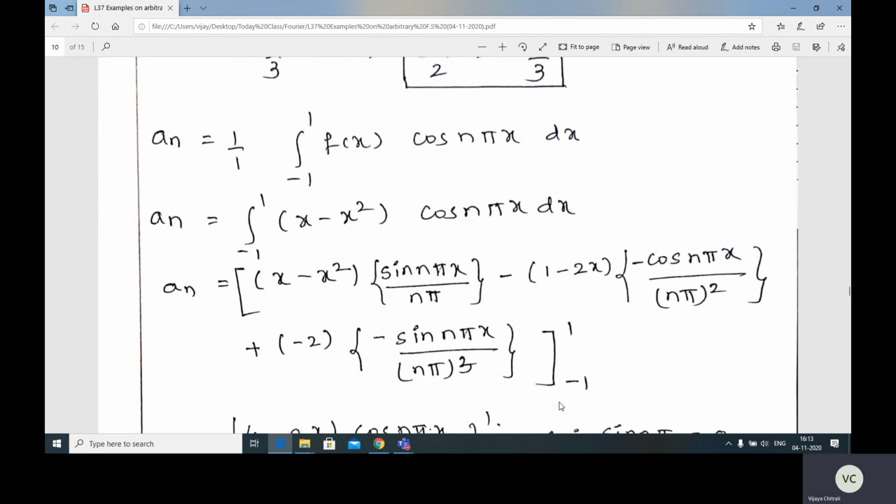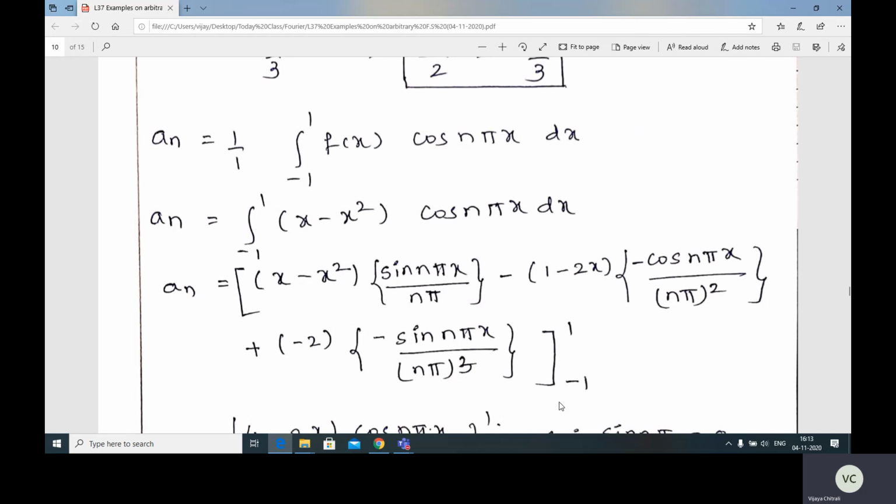Now calculate an. So an is equal to 1 by 1 because L is equal to 1, integration from minus 1 to plus 1 f of x cos n pi x dx. So an is equal to integration from minus 1 to plus 1, f of x is x minus x square, cos n pi x dx. Apply Bernoulli's rule, integration by parts. x minus x square is u and cos n pi x is v.